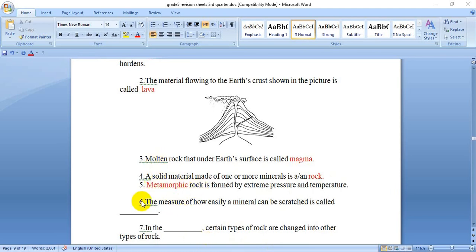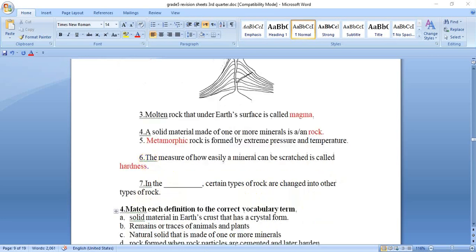Metamorphic rock. Question 6. The measure of how easily a mineral can be scratched. The ability of a mineral to be scratched is called hardness. Question 7. What shows how certain types of rock are changed into other types of rock? What shows us how one kind of rock changes to another kind of rock? This is called the rock cycle. So the answer for this question would be rock cycle.